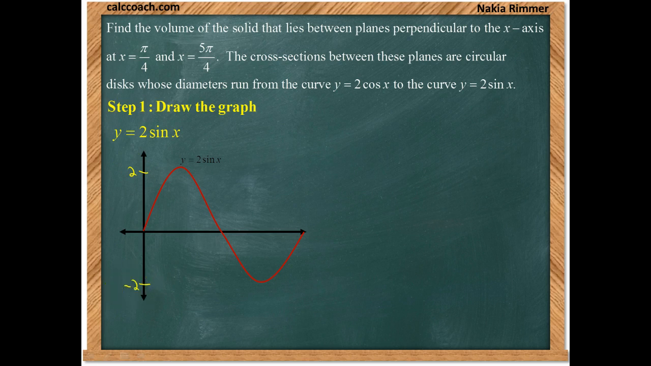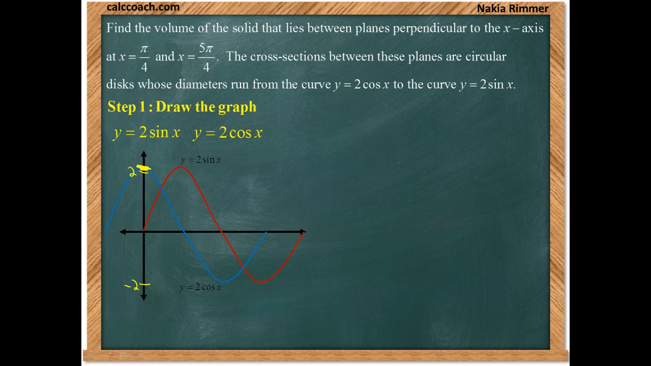And if you already have that, then drawing twice cosine x won't be bad either. You could either do it from scratch, or you could take the graph that you have and shift it pi over 2 units to the left. And so we have this maximum of 2 and the minimum of negative 2.